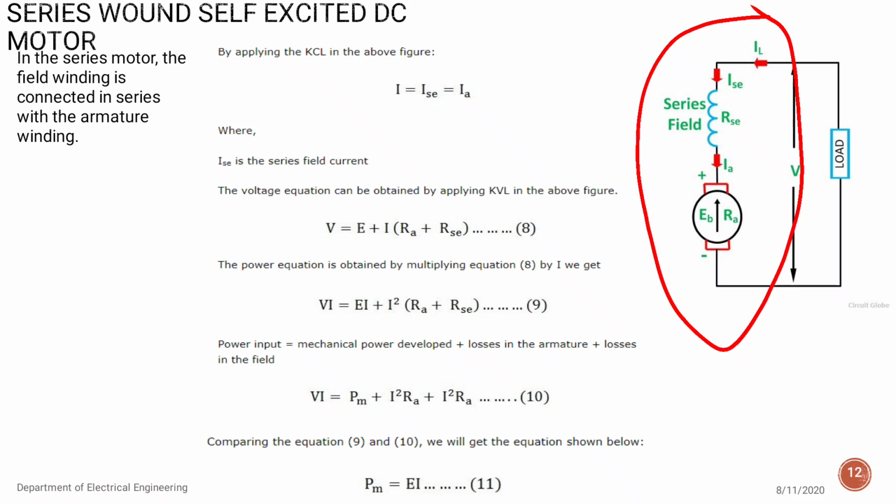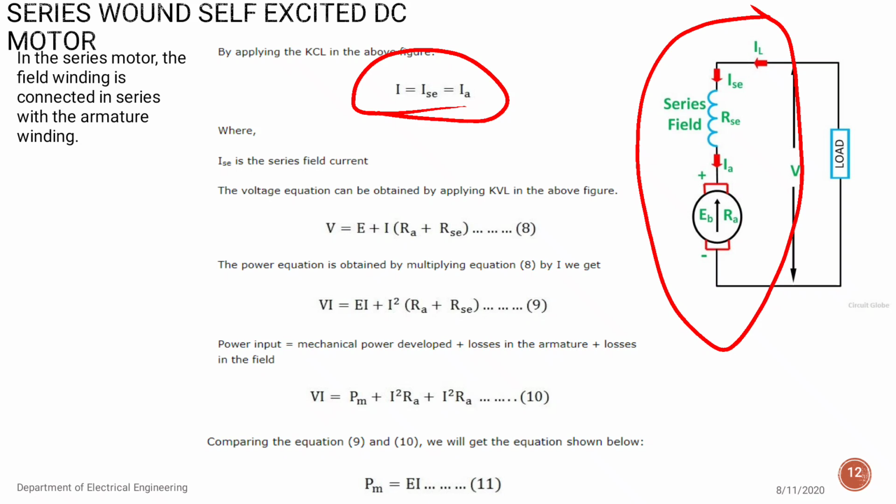Now the current flowing through the windings is the same. That means load current is equal to series field current is equal to armature current. So here by KCL, I is equal to ISE is equal to Ia. Any doubt in that case? About the current equation, any doubt?